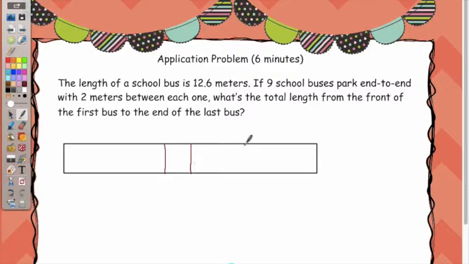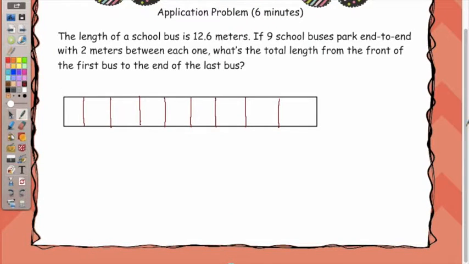So how many boxes will you need? You will need 9 boxes for 9 school buses. And each school bus is 12.6 meters. Just write it in the first box for now.